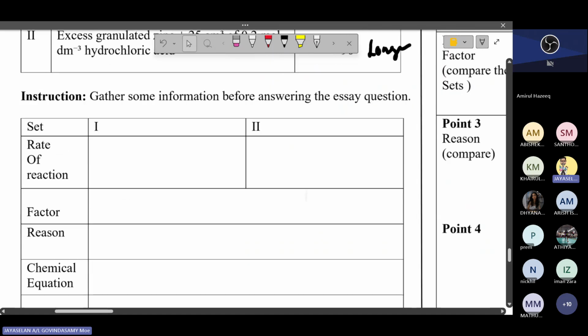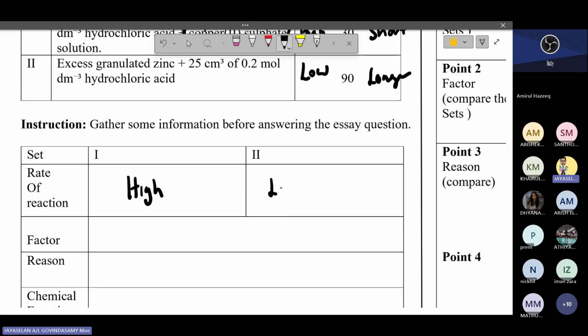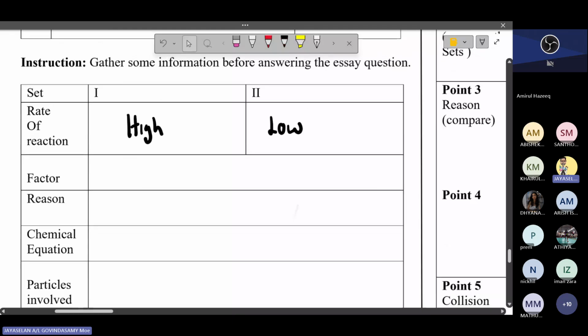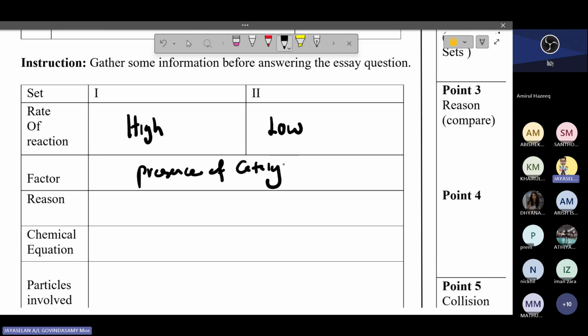Okay, kita tengok set 1. Set 1, the rate of reaction high because catalyst present. Set 2, catalyst ada, so rate of reaction lower. The factor is what? Presence of catalyst, kehadiran catalyst. Bila you tulis satu eksperimen ada catalyst, satu lagi tak ada catalyst. So when catalyst present, it will do what? EA will be lowered. Okay, activation energy lower.